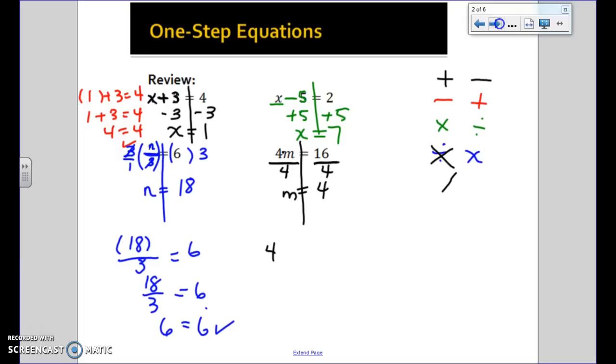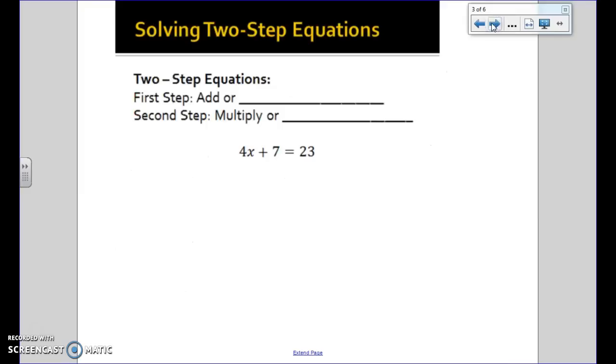Or I can think of it, if I want to check my answer, 4 times 4 equals 16. 16 equals 16. I know that is true. Okay, so there's your review on one-steppers. Let's take a look at two-steppers now. And so the basic rule of thumb for two-step equations would be first add or subtract, and second multiply or divide.